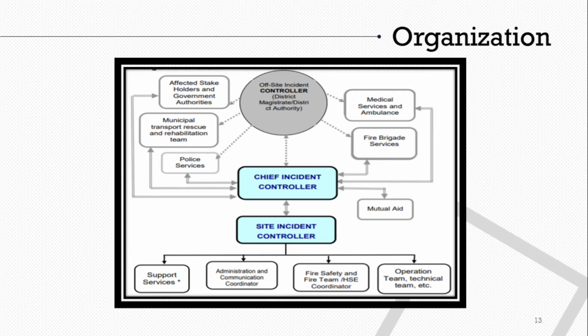Organizations have to address all services and support systems to the point. Support services include communication, engineering maintenance, medical health and human resources and many more. Also, the roles of chief incident controller and site incident controller can be merged. Next slide please.